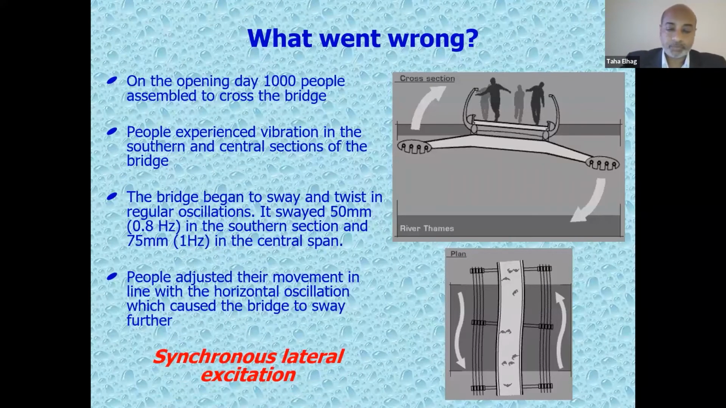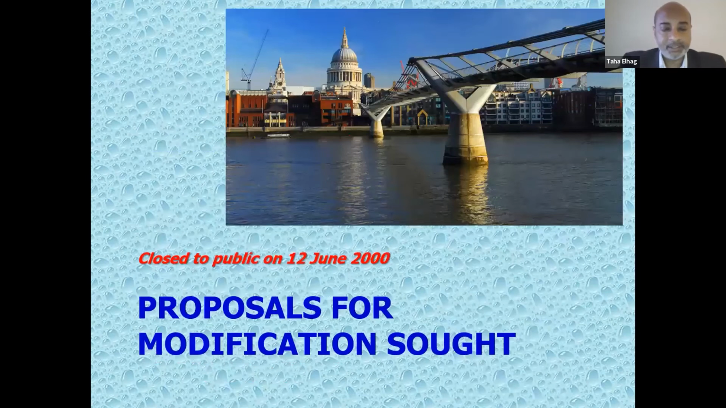Okay, so what happened after that? They came up with 3 different proposals for modifying the design. 2 of them were rejected because they would jeopardize the concept design, that they need the bridge to look like a blade of light over the Thames.